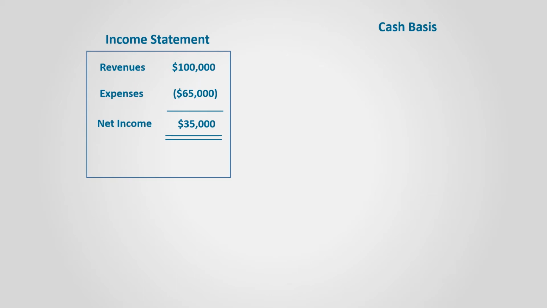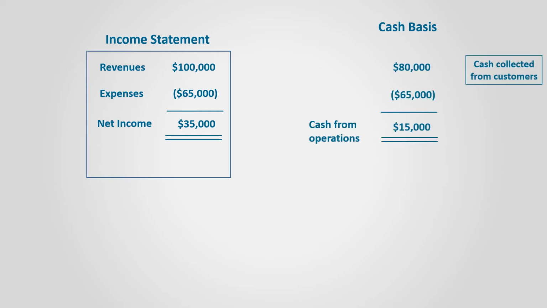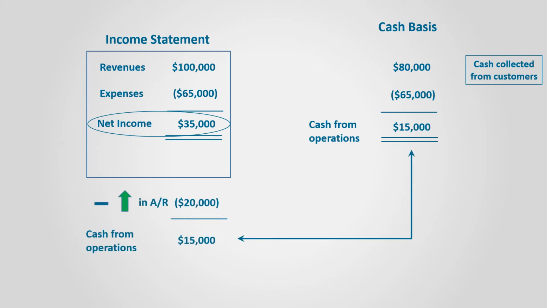If we assume that expenses were paid in cash, then the cash flow from operations is equal to $80,000 minus $65,000, which is $15,000. Accordingly, we can adjust the net income figure by the change in accounts receivable to reach this figure as follows. In this case, accounts receivable increased by $20,000, which means that we didn't collect such an amount, which indicates that the cash flow from operations is less than net income by $20,000. Hence, we will subtract $20,000 from net income to get the cash flow from operating activities.